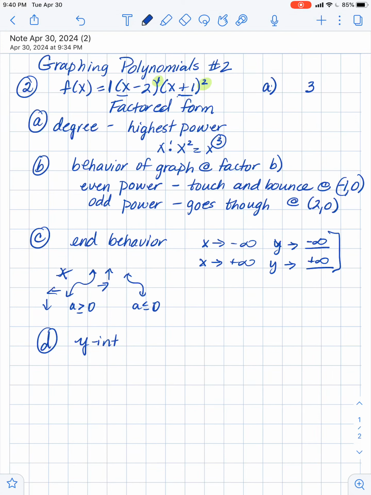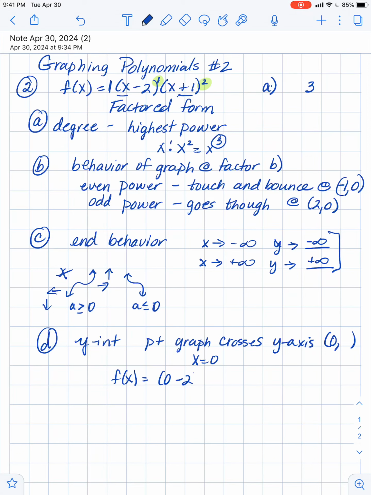Y-intercept. Guys, we've been doing y-intercept since chapter 2. Y-intercept is the point where the graph crosses the y-axis, and it is always where x equals 0. So it is a point, 0 something. If you can't just look up there and figure it out, then put the 0 in.